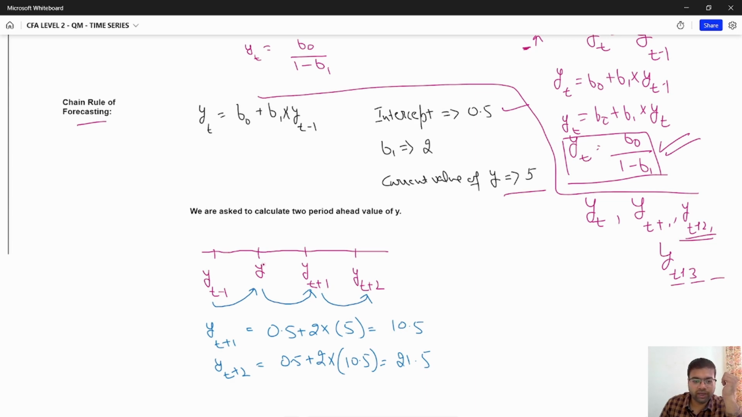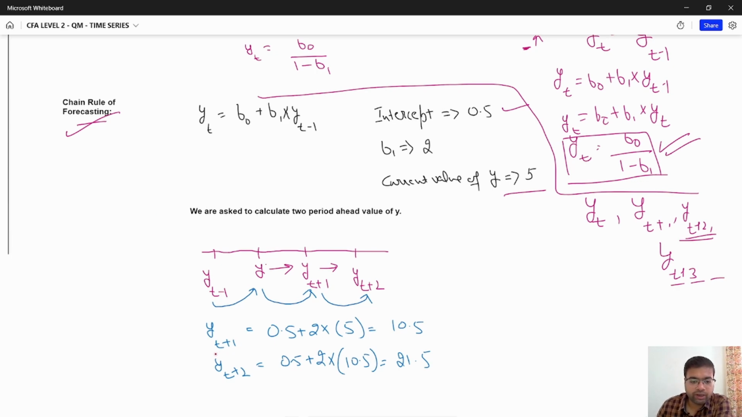So the current value of y will be used to calculate the value at yt plus 1, and the value that you calculated for yt plus 1 will be used to calculate the value at yt plus 2. That is called the chain rule of forecasting. You are using one value to calculate another, and then using that value to calculate the next value.